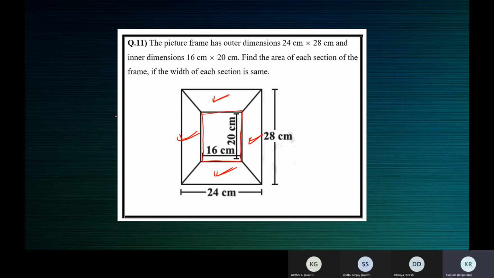Now what is given? The outer and inner dimensions are given. Find the area of each section of the frame, children, not this one. Okay, so here is where we have the picture.